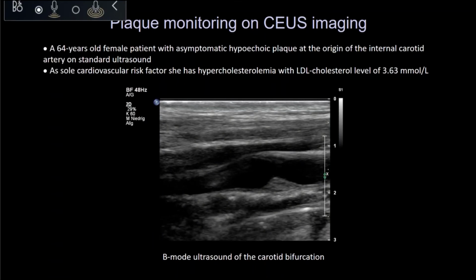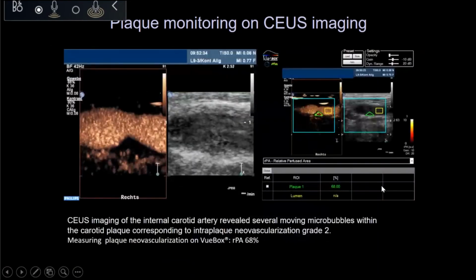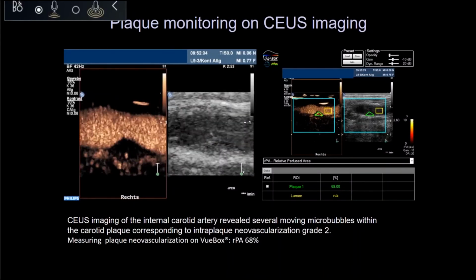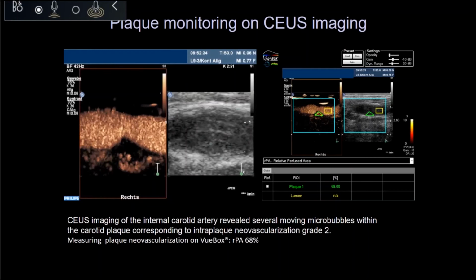So I have another example of a 64-year-old female patient with an asymptomatic hypoechoic plaque at the origin of the internal carotid artery on the standard ultrasound. Her sole cardiovascular risk factor is an elevated LDL cholesterol of 3.6. This plaque you can nicely see if you give the contrast-enhanced ultrasound, and you see that this plaque is quite vascularized. You can quantify this. You have a 70% relative perfused area in this patient after giving the contrast agent.